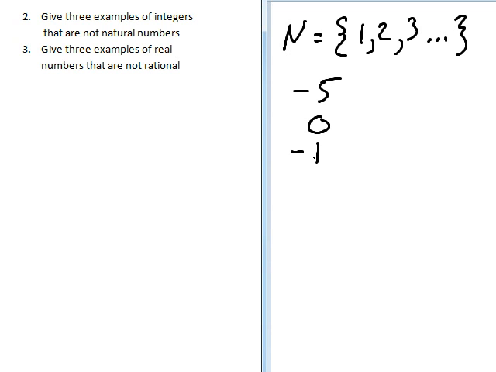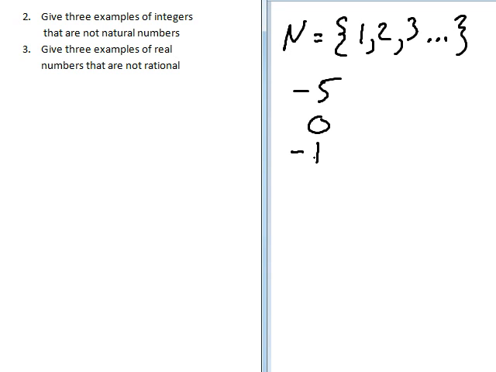Now the next question is to give 3 examples of real numbers that are not rational. A real number is any number that can be expressed in decimal notation. It doesn't matter if it's non-terminating, non-repeating, whereas any rational number can be expressed as a decimal that is terminating or repeating.